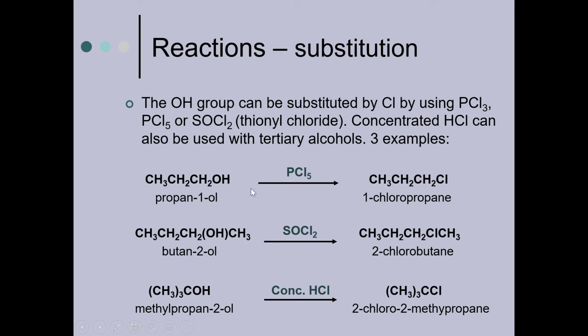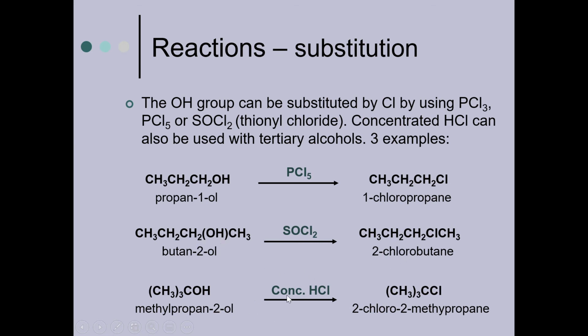So here's some examples. This first one is phosphorus pentachloride doing the job, converting propane-1-ol into 2-chloropropane. And this is thionyl chloride doing it with a different alcohol. This is butane-2-ol. Notice how you put brackets around the OH when it's inside the condensed structural formula. And then you have the chlorine. You don't need to put brackets around chlorine because it's just 1 element, whereas OH is 2 elements.